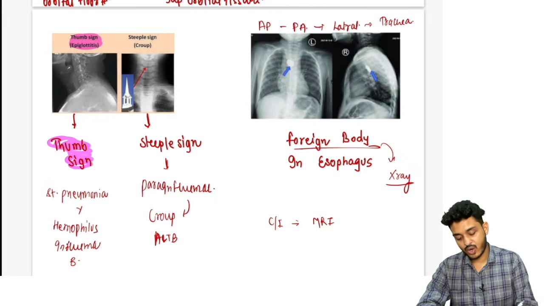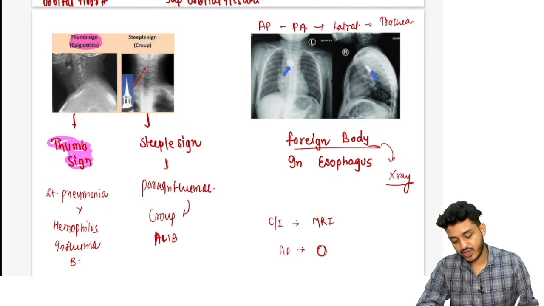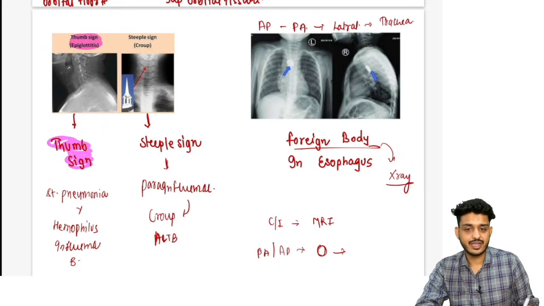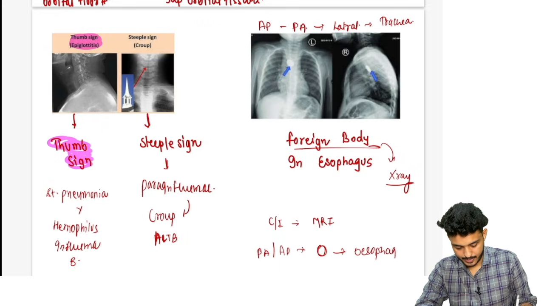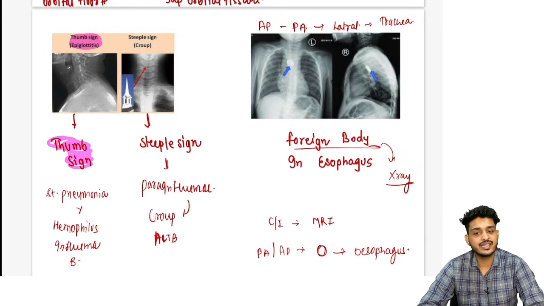But if the coin is appearing round in the AP or PA view, it is suggestive of the coin being where? The coin is in the esophagus, beta. Esophagus, right?